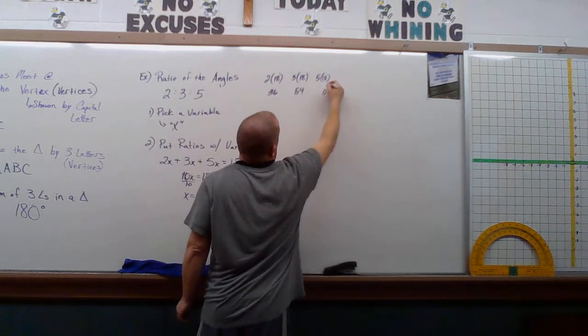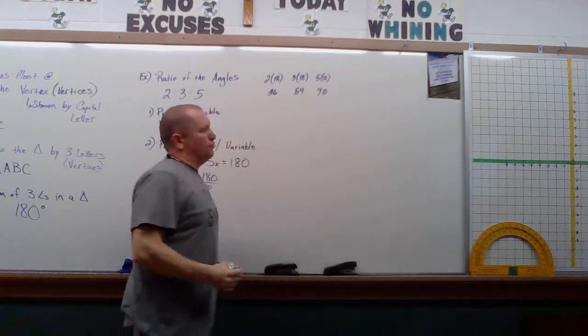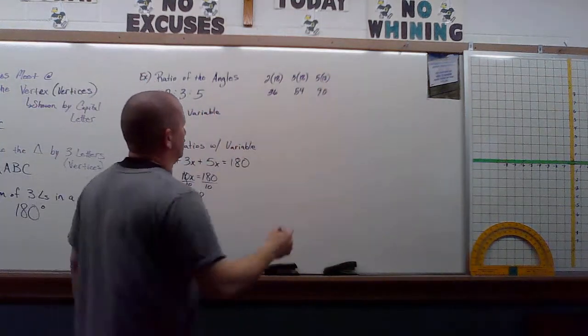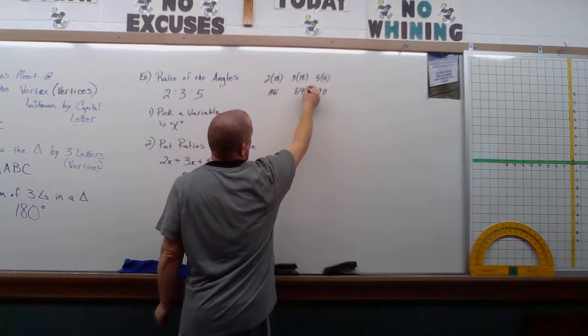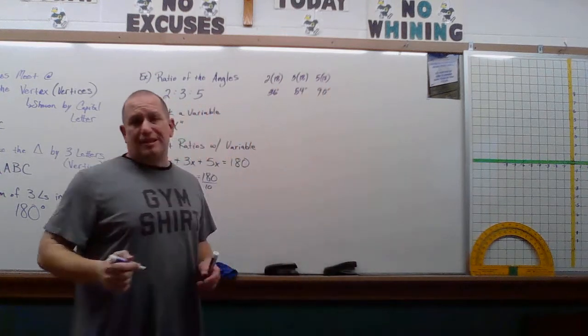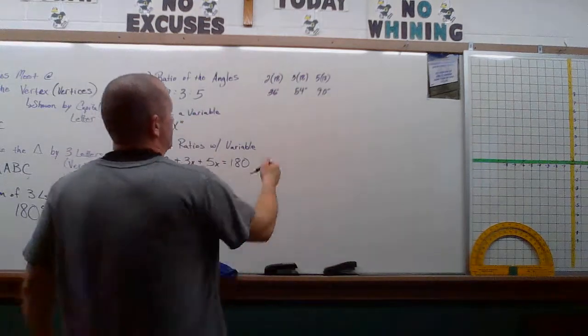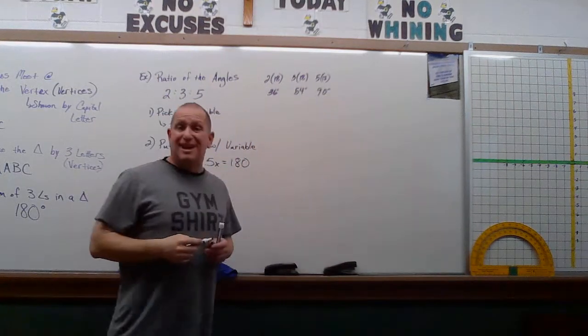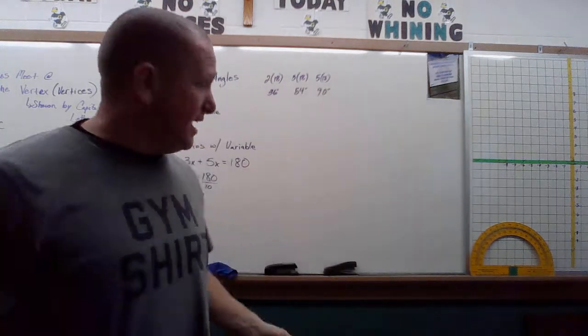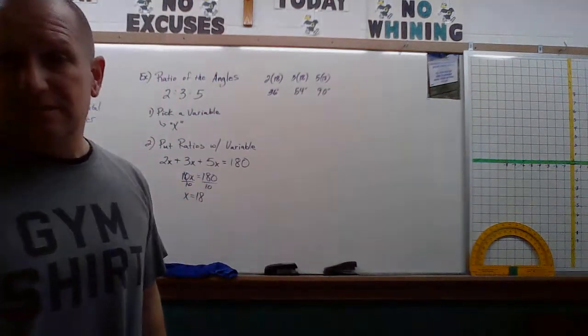8 times 5 is 40, yeah, 90. So realistically now, each one of these should get a degree symbol because they are the angles. And then the last thing that I can do is check my answer by simply adding those up, sticking them into my calculator if I have to, and see if they add up to 180 degrees.